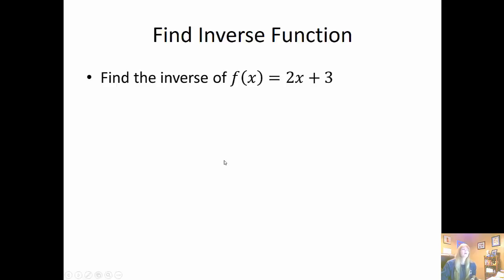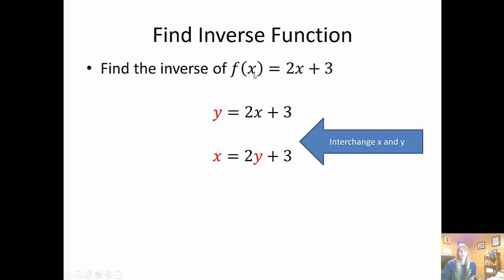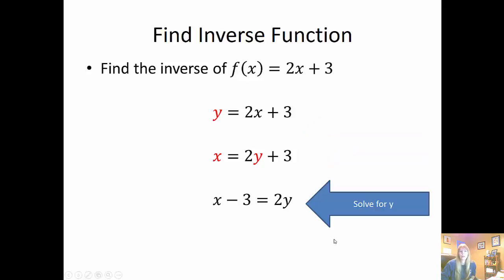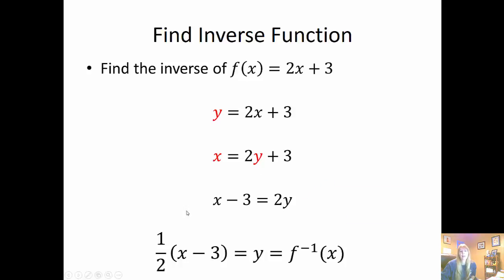So let's go through a quick example. Find the inverse of this function. If you remember, where you see f of x, I just change it to y to make it easier to look at. Then you change your y to x and your x to y. Don't forget that. You interchange your x and y. Now I'm going to solve for y. I'm going to subtract 3 on both sides, and then divide by 2, or bring the 1/2 out front. And this gives me my inverse function. So 1/2 x minus 3 is the inverse of 2x plus 3.